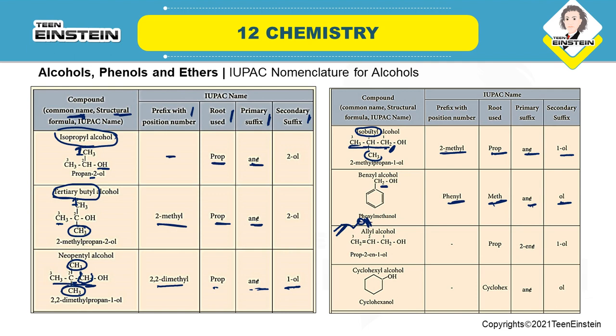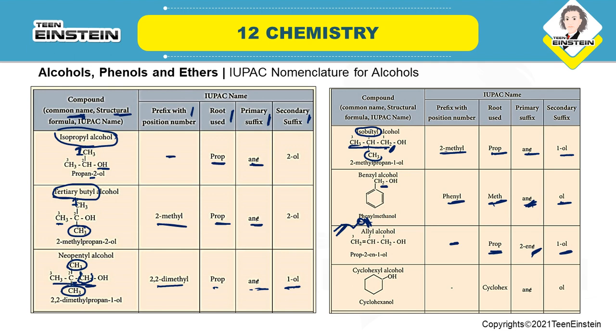But when we decide the IUPAC name, the longest chain we have already chosen, but there is no substituent, so that is why there is no prefix. The longest chain contains 3 carbons, so it is prop, but at the 2 position there is unsaturation. So now instead of writing "an", we will write "en", and we will also mention the position of the "en". It is 2-en-1-ol.